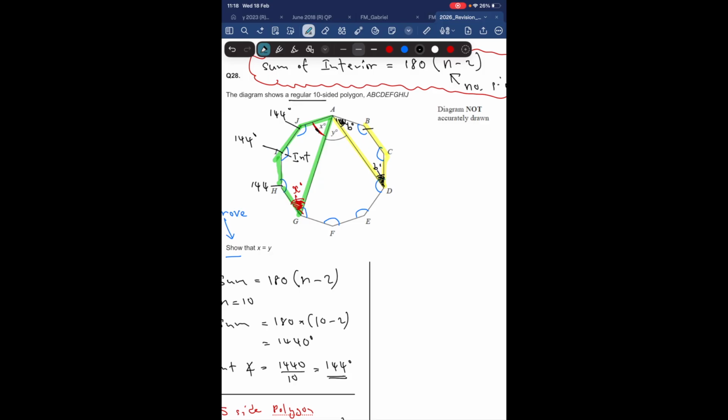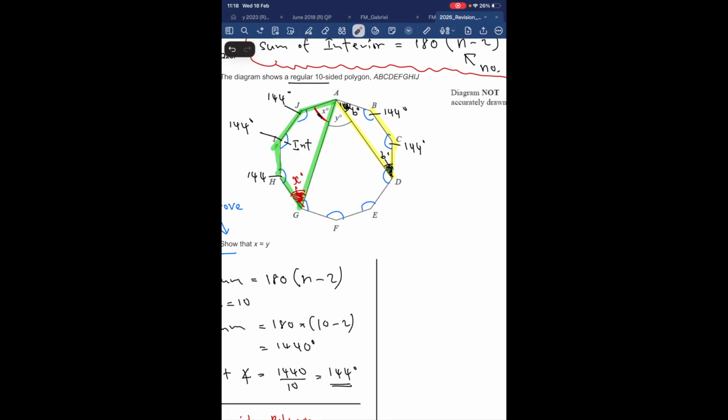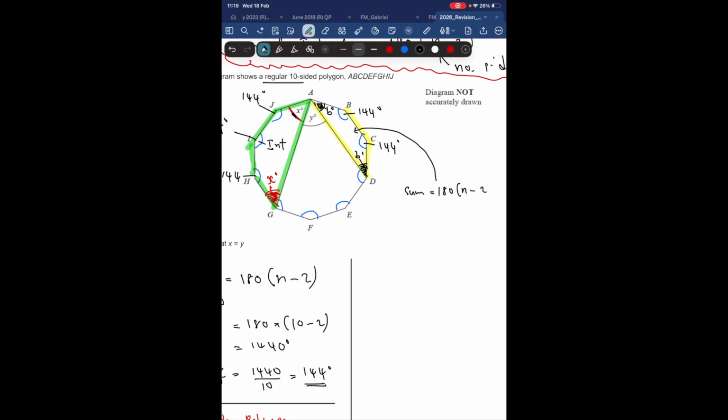Now, this angle is again 144 degrees because we calculated that right at the beginning. This applies to the 10-sided polygon. So these are the interior angles of the polygon that we calculated at the very start. So because this is a four-sided shape, the sum of the interior angles, we can use the same formula that we had before: 180 times n minus 2. We've got four sides, so 180 times 4 take away 2. That gives us 360 degrees.